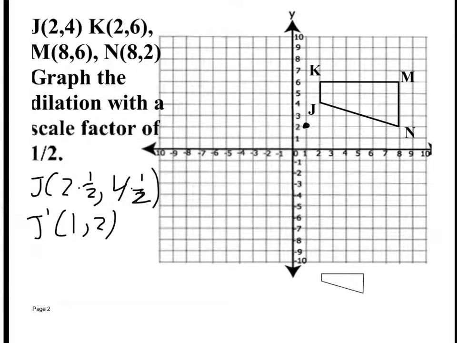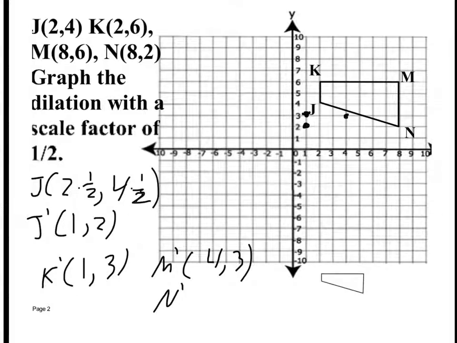And that's all you do for each one. So for K prime, I'm going to take 2 times 1/2 and 6 times 1/2. What's 1/2 of 2? What's 1/2 of 6? So I'm going to graph K prime at 1, 3. M prime, I'm going to take 8 times 1/2 and 6 times 1/2. I times each coordinate by the scale factor. That's all I'm doing. So what's 1/2 of 8? 4. What's 1/2 of 6? 3. So we graph M prime at 4, 3.